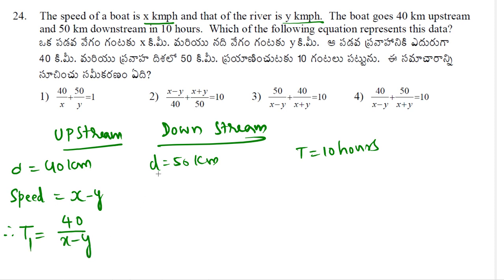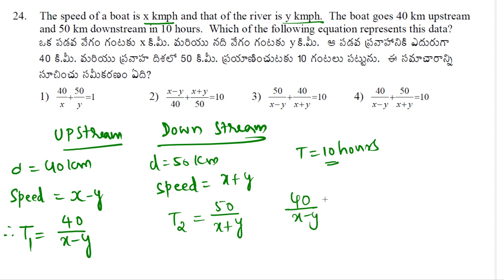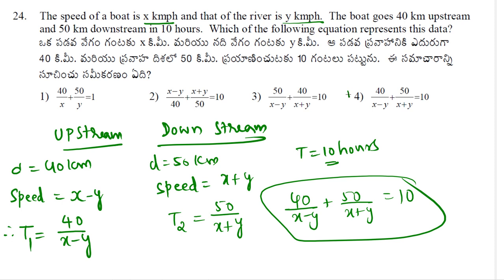Now in downstream, the resultant speed will be equal to, as the boat is traveling in downstream, its speed will be increased. So the resultant speed will be x plus y. So in this case, the time taken is T2 equal to, distance is 50 divided by x plus y. Now T1 plus T2 equal to how much? 10 hours. So we can write 40 by x minus y plus 50 by x plus y equal to 10. This is the equation. Option 4 is the correct one. Now let us go to next question.